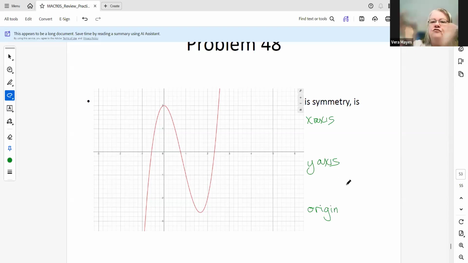So this means, like, could you fold it? And would it be laying right on top of itself, like when you were younger and we made the hearts? When we cut those out, they were symmetrical to a center line. So let's check for symmetry.